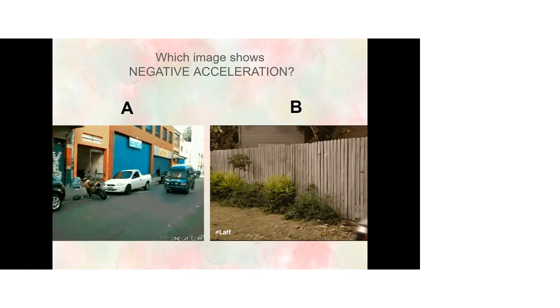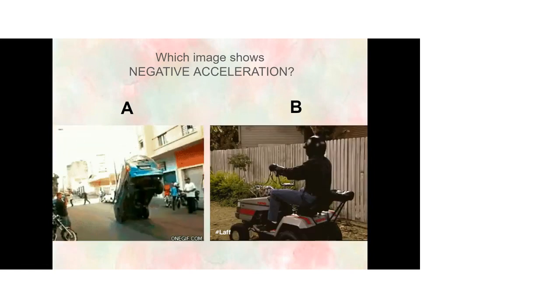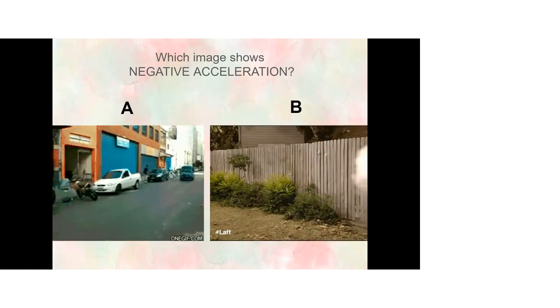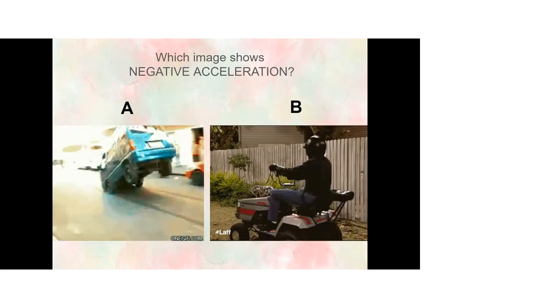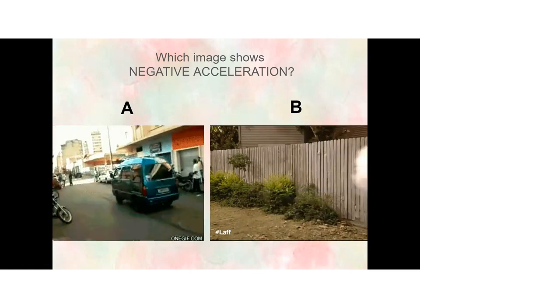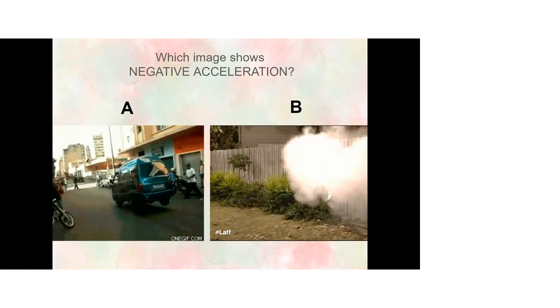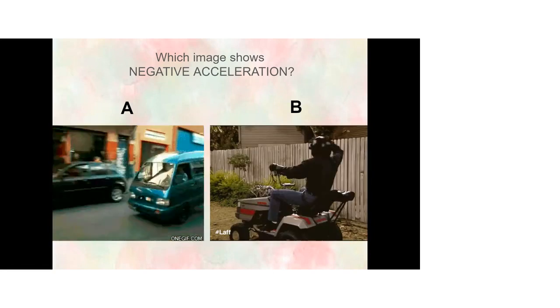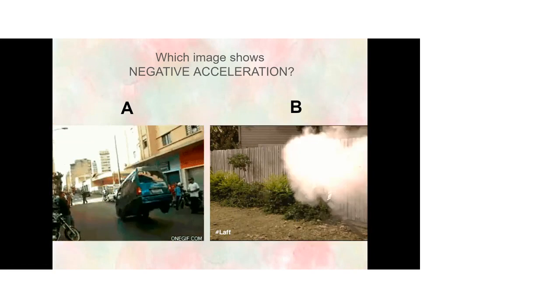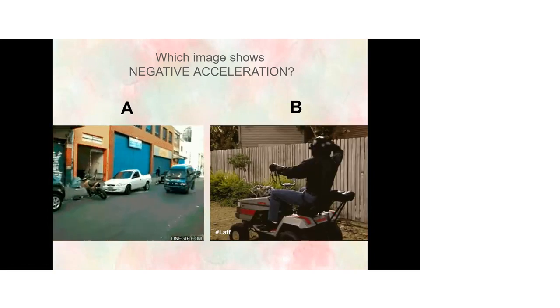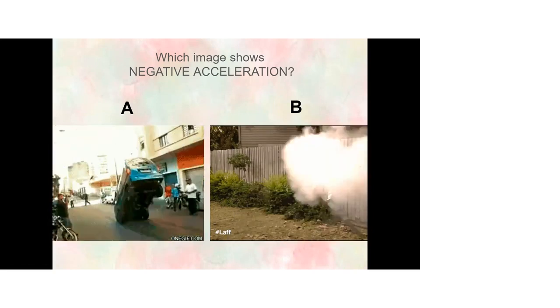The lawnmower is going backwards, speeding up backwards, and the van is almost tipping over, stopping. I would be so scared to be in that van, that's for sure. Could easily tip right over.